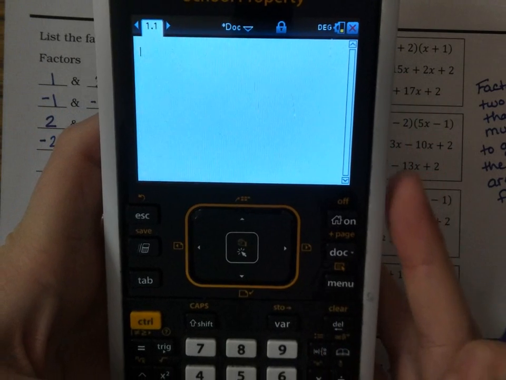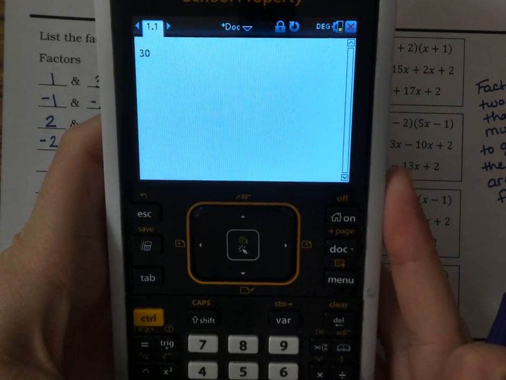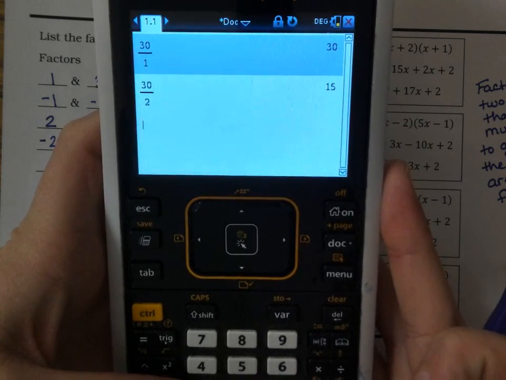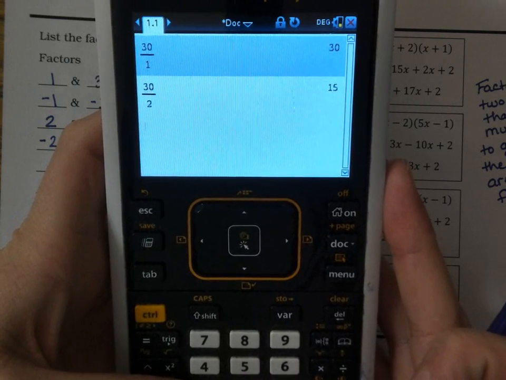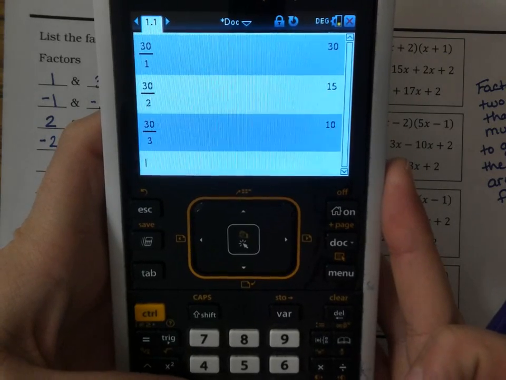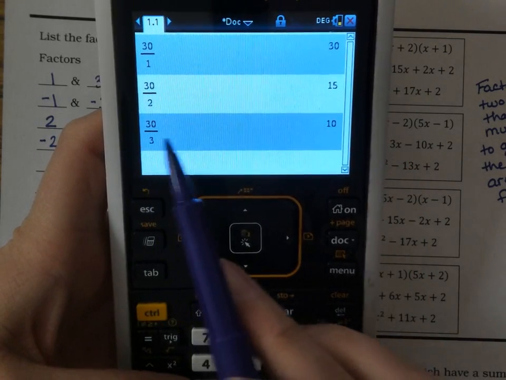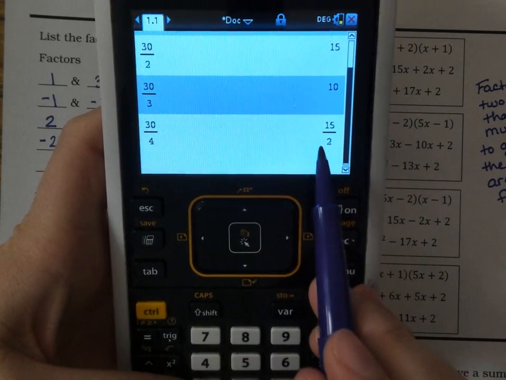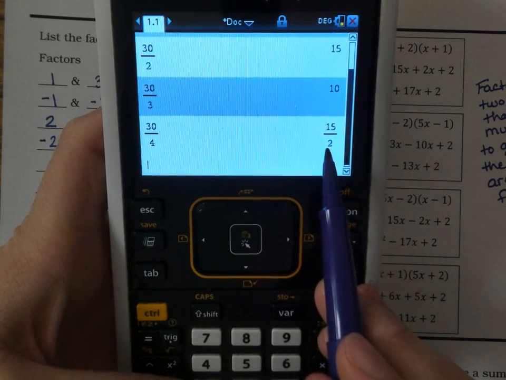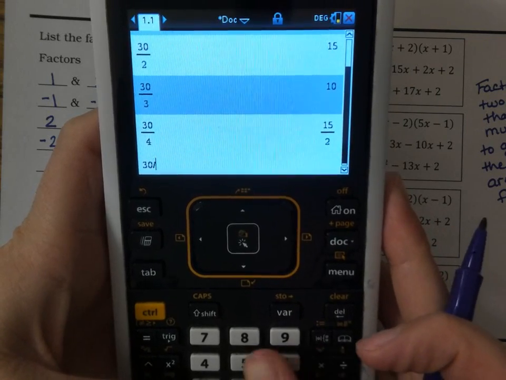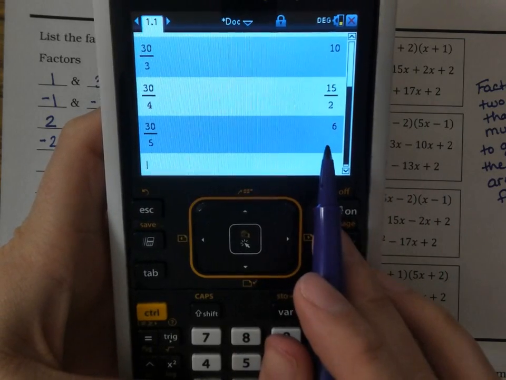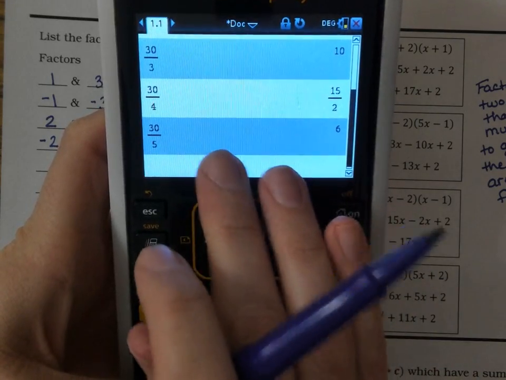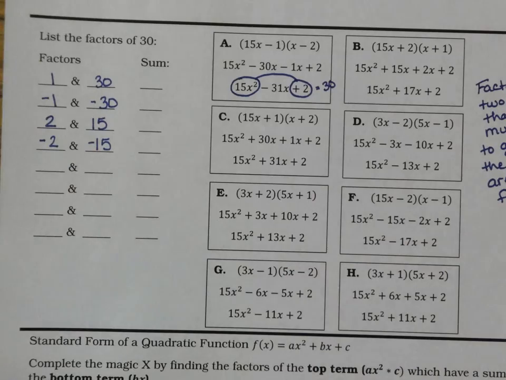So to figure out my factors, I'm going to type in 30 and divide by 1. So 1 and 30. I'm going to divide by 2. So 2 and 15. I'm going to divide by 3, which means now I have 3 and 10. I'm going to divide by 4. I get a fraction, so 4 is not a factor. I'm going to divide by 5, and I get 6. And 5 and 6 are factors. So if you're not sure how to find factors, you need to use your calculator.